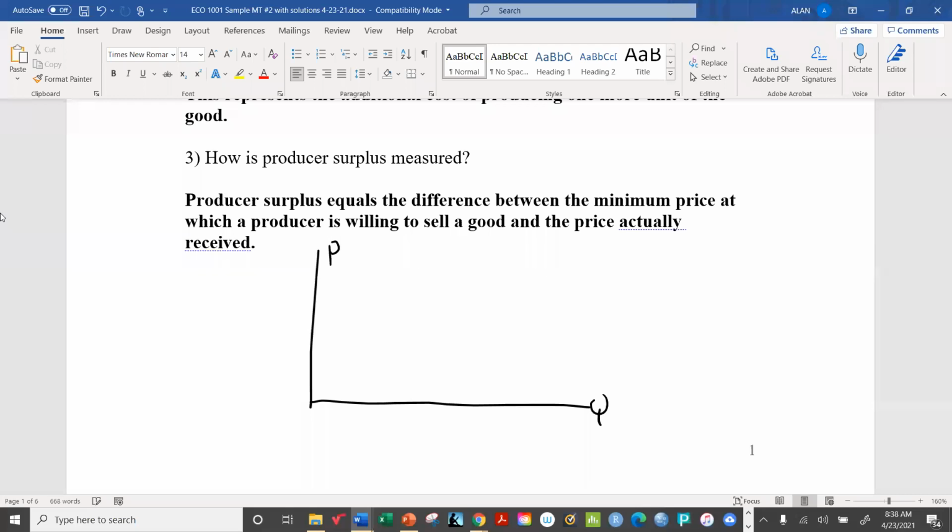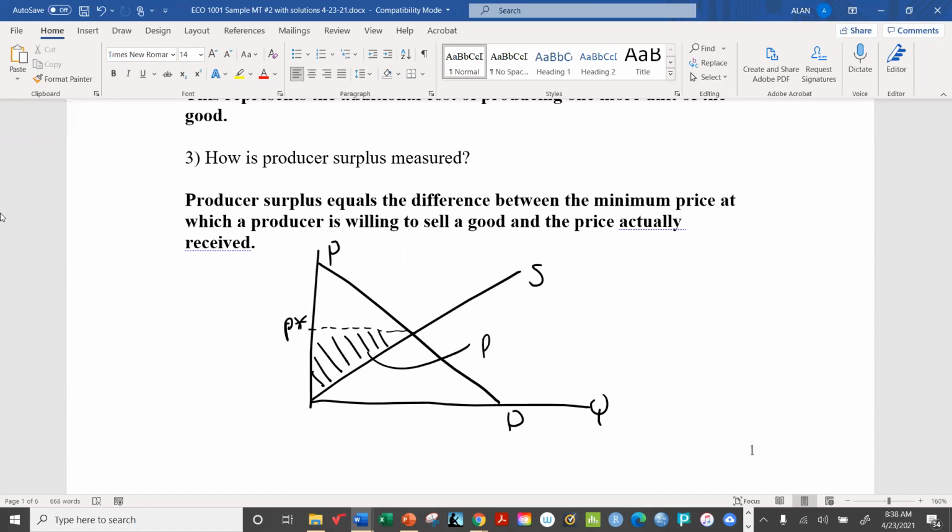So here, with our supply and demand curves, okay, here's the equilibrium price again. And now this time we're looking at the bottom triangle. This is what we mean by producer surplus.